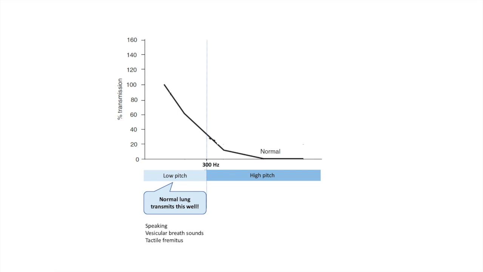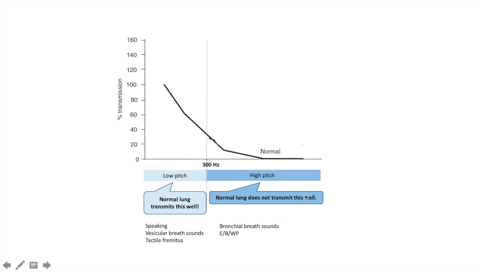as well as tactile fremitus. However, normal lung parenchyma does not do a good job of transmitting high-pitched sounds, or sounds over 300 hertz. These are sounds like bronchial breath sounds, the tubular, harsh sounds of the upper airway, as well as egophony, bronchophony, and whispered pectoriloquy. And this is why you don't hear either of these things normally when you're listening to a patient with healthy lungs. So why is this clinically relevant?